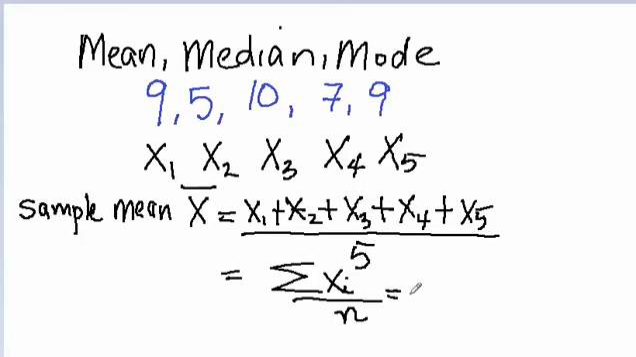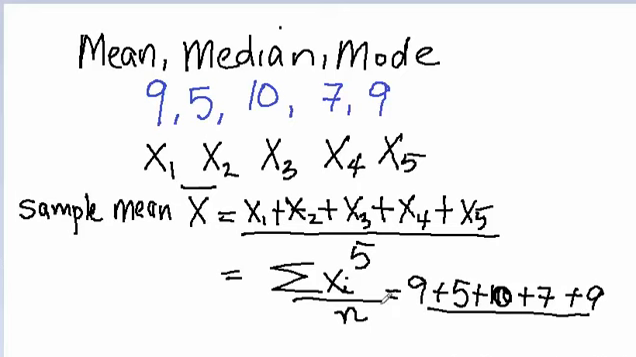So if you sum all those numbers, it's 9 plus 5 plus 10 plus 7 plus 9, divided by n, where n is the number of observations. There are 5 people. So 9 plus 5 plus 10 plus 7 plus 9 is 40, divided by 5, that is 8. So we've summarized this, and we found out that one number that you can use to summarize all these 5 numbers is an 8, which is the average. Sample mean is the same thing as average.